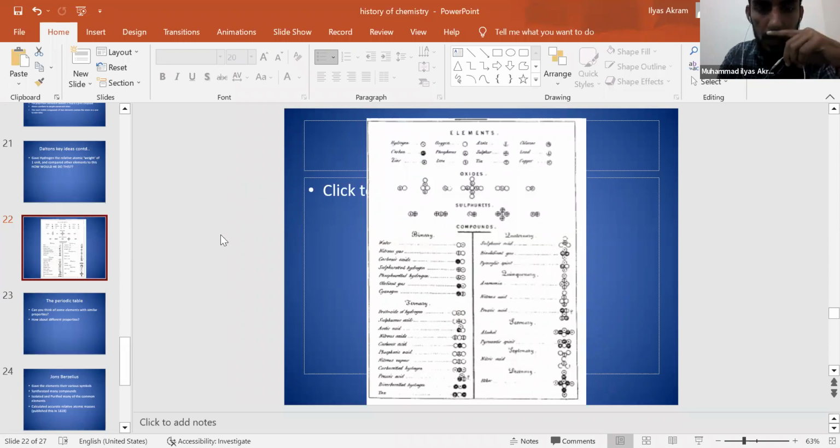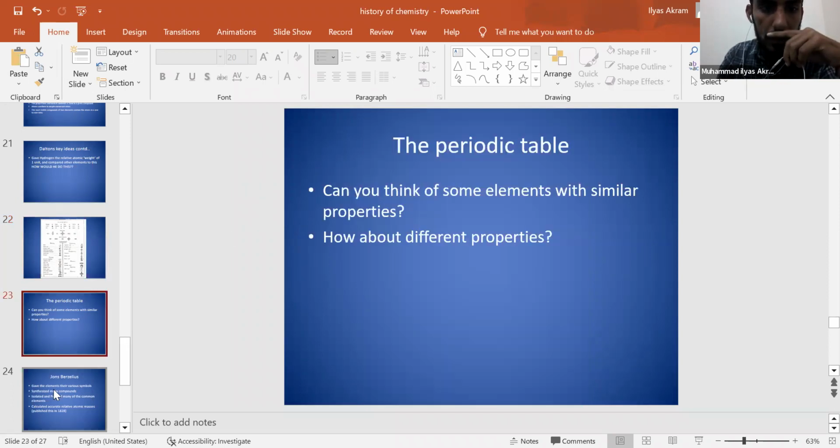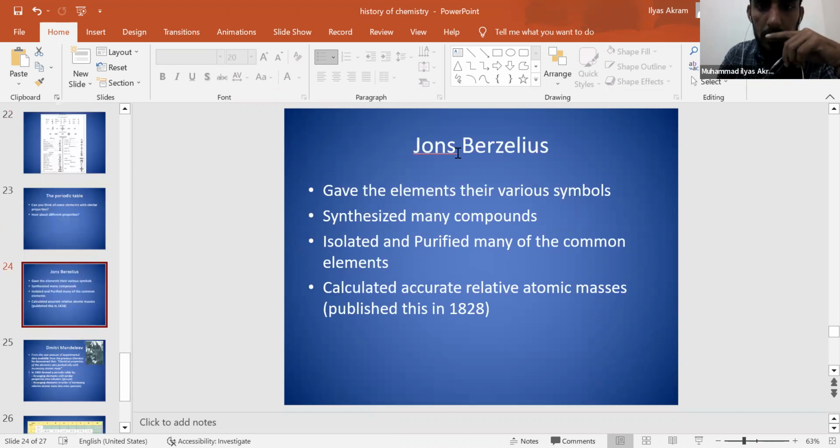chemistry of compounds. So now Berzelius was the scientist who gave the elements their various symbols and synthesized many compounds, isolated and purified many of the common elements, and calculated accurate relative masses. Berzelius was the first scientist who calculated relative atomic masses of the elements.